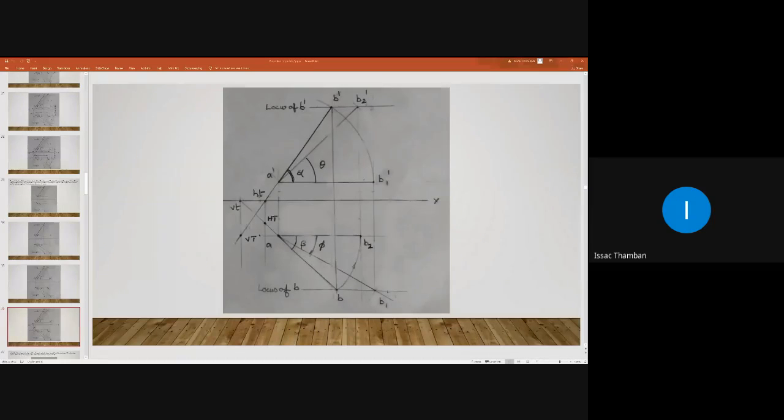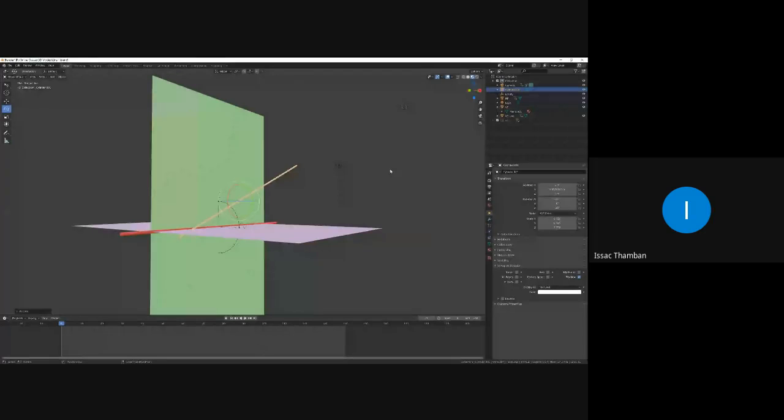I will demonstrate that. Just a minute. I'm sharing my 3D window. Can you see the 3D window?